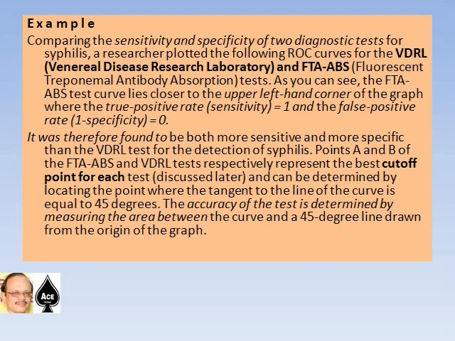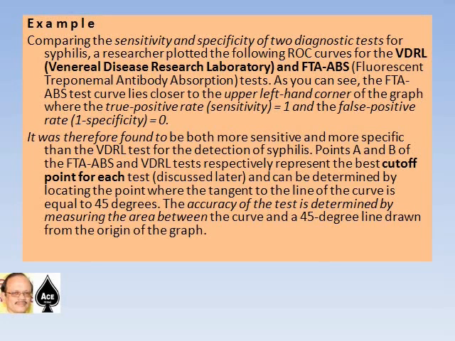For example, comparing the sensitivity and specificity of two diagnostic tests for syphilis, a researcher plotted the following ROC curve for the VDRL, that is Venereal Disease Research Laboratory, and FTA-ABS, fluorescent treponemal antibody absorption test. As you can see, the FTA-ABS test curve lies closer to the upper left hand corner of the graph, where the true positive rate, sensitivity, is equal to 1 and false positive rate, that is 1 minus specificity, is equal to 0. It was therefore found to be both more sensitive and more specific than the VDRL test for the detection of syphilis.